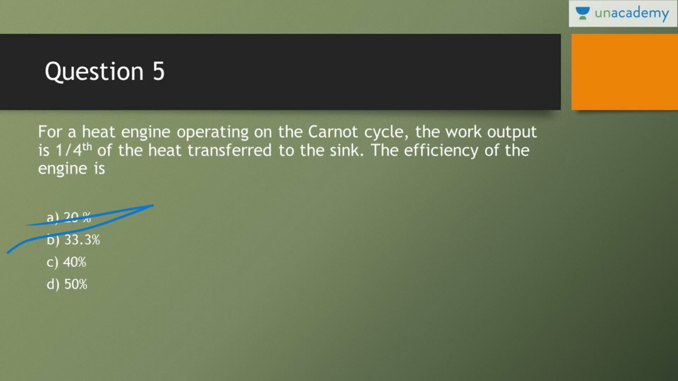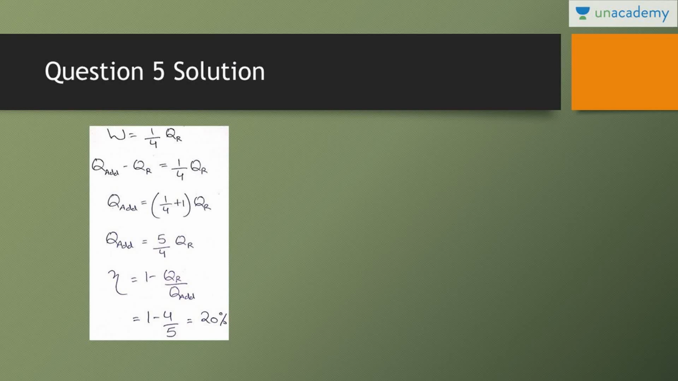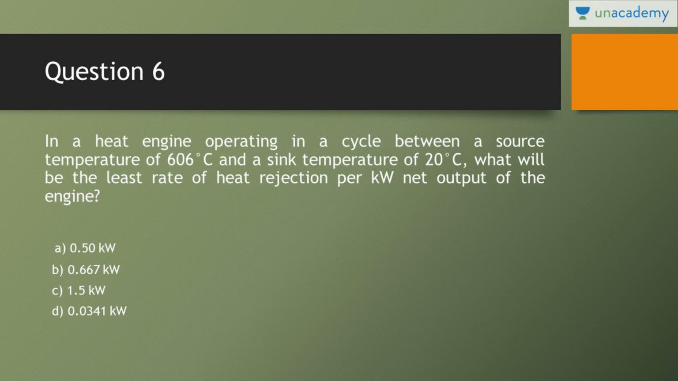Question number 6. In a heat engine operating in a cycle between a source temperature of 606 degrees Celsius, converted into Kelvin, 606 plus 273, and a sink temperature of 20 degrees Celsius, that is 273 plus 20, which is 293 Kelvin, what will be the least rate of heat rejection per kilowatt net output? W is equal to 1 kilowatt. We have to find the heat rejection.